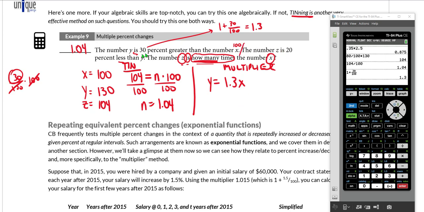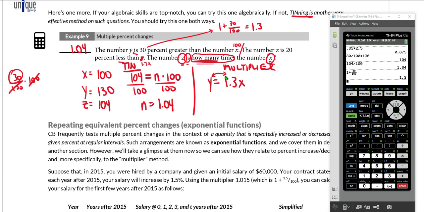The number z is 20% less than y. So I could deal with this y, but since at the end I have to relate z to x, I'm going to deal with this 1.3x. These two are equal to each other. So saying that the number z is 20% less than y is exactly the same as saying the number z is 20% less than 1.3x, because 1.3x is equal to y.